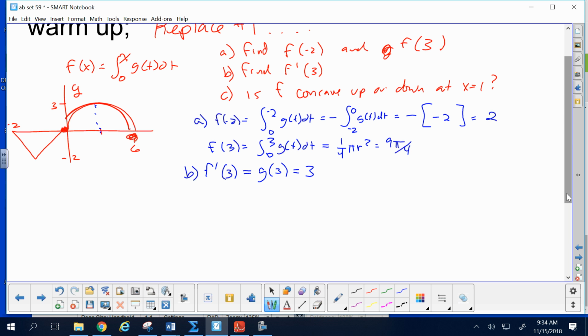I didn't get the full half circle because I stopped here. It was only a fourth of the circle. If I'd gone to 6, it would have been 9 pi.